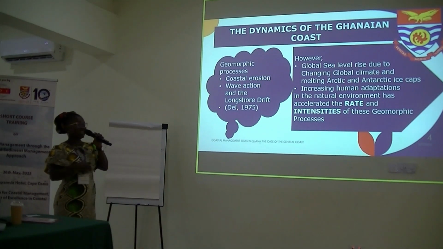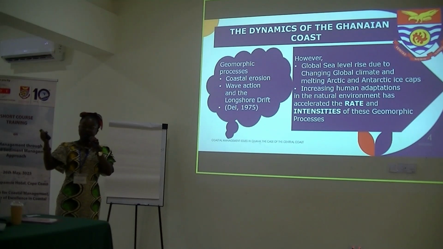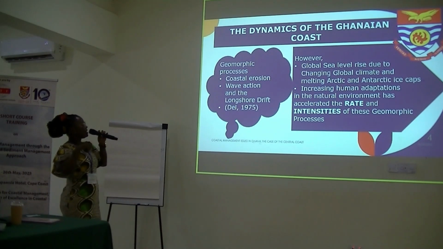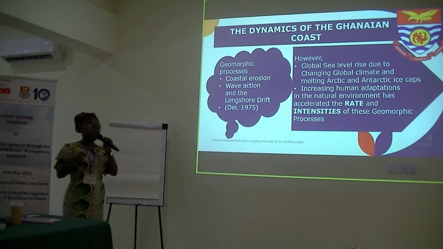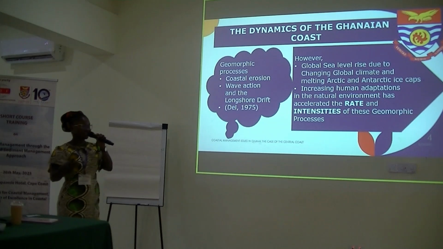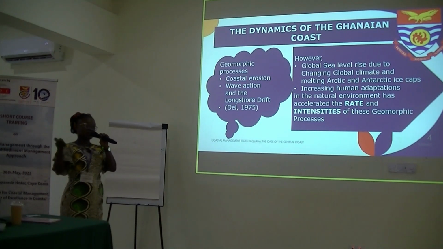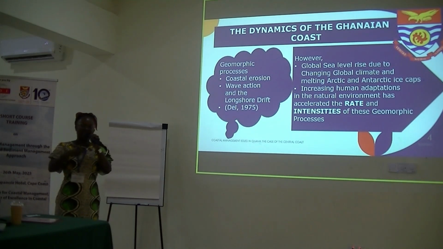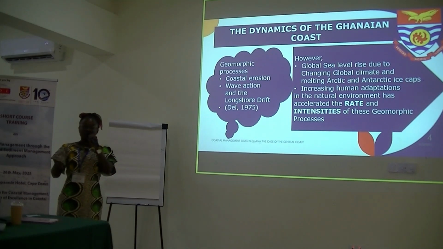Now, when we look at the Ghanaian coastline that my colleague mentioned, about 550 kilometers, the major geomorphic processes which are shaping the Ghanaian coastline include the wave action resulting in coastal erosion as a result of the longshore drift. These normally are natural processes because you have geomorphic agents which are naturally supposed to erode and then deposit.